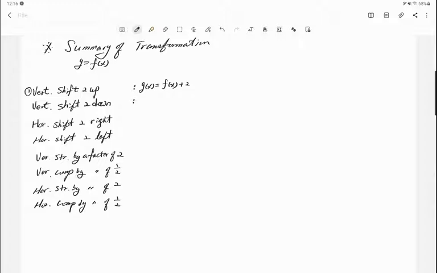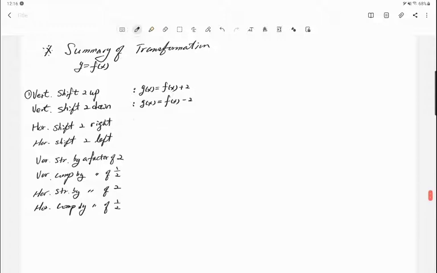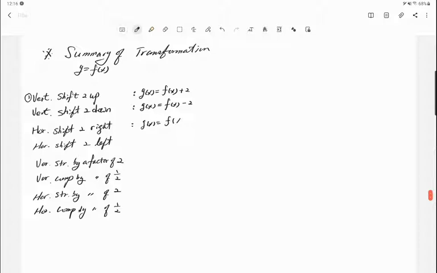How about this one? The vertical shift 2 units down. That means subtract the number from y. How about the horizontal shift 2 units right? The horizontal shift is what? You change the x value, right? So it will be x. If you go right, then this will be x minus 2. Minus 2 means go right. And then shift 2 units to the left means change x to x plus 2. So replace x with x plus 2.